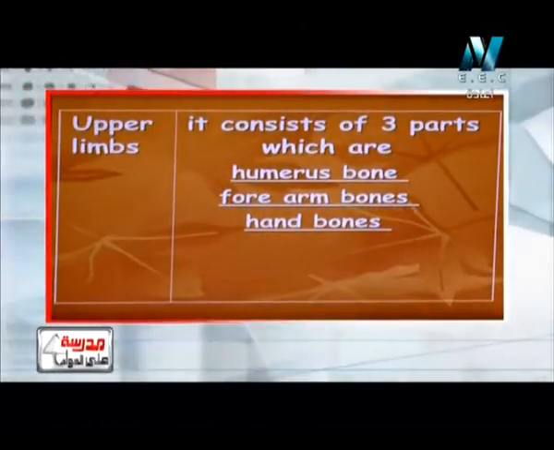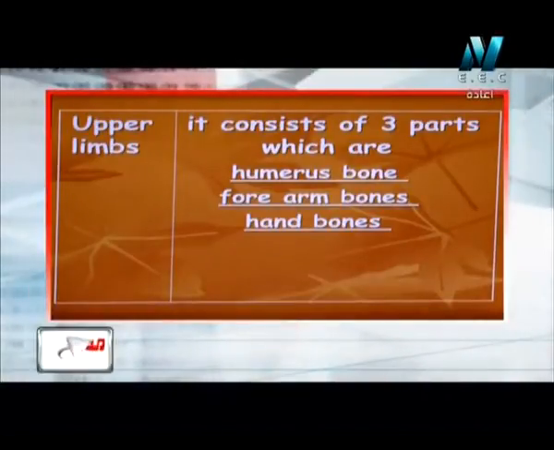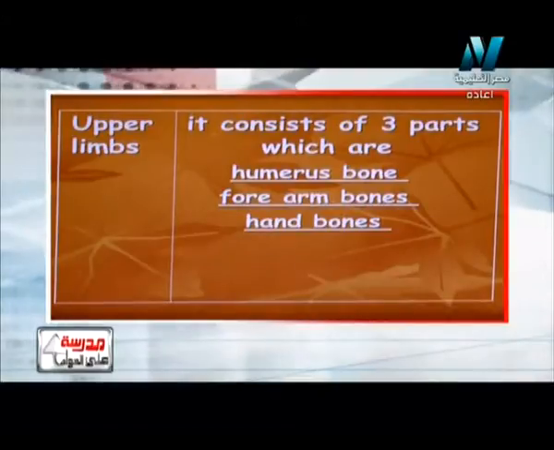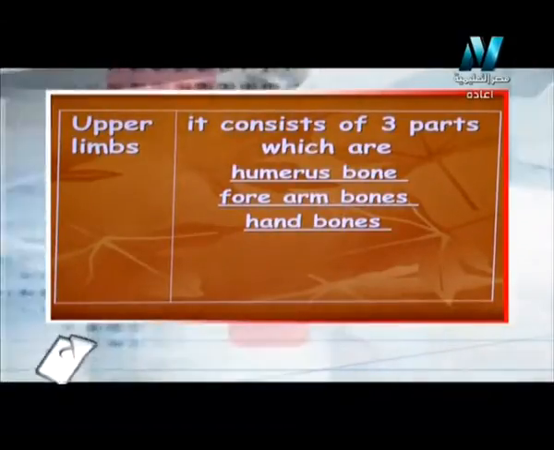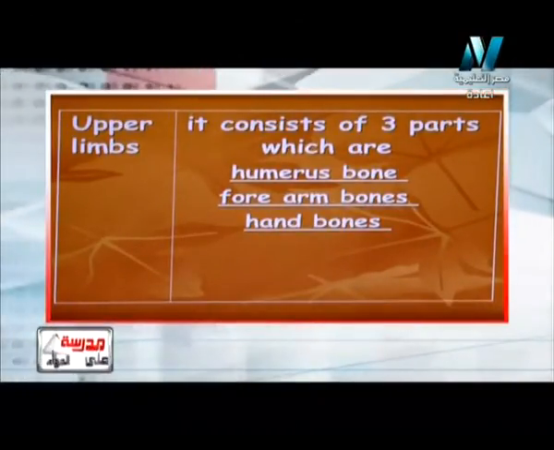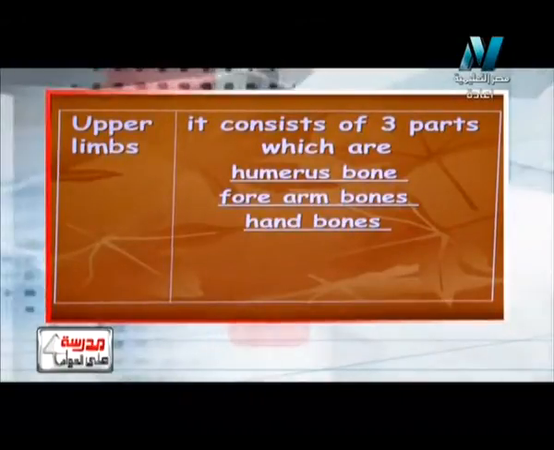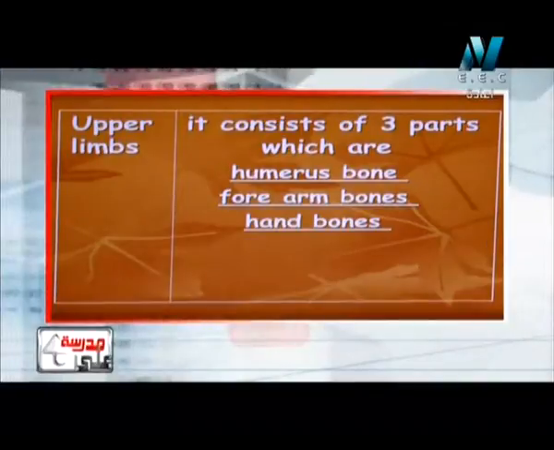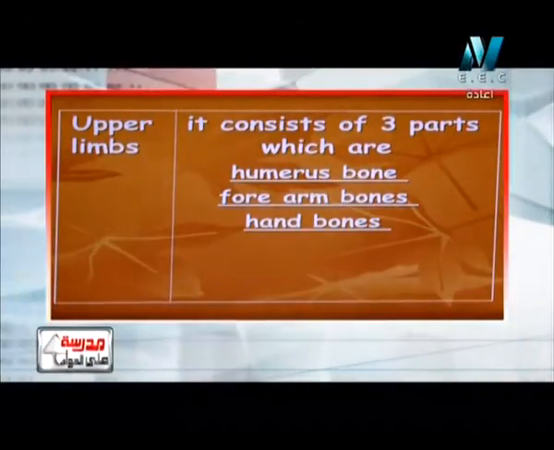Okay, so now we'll study the upper limb. The upper limb consists of 3 parts, which are the humerus bone, the forearm bones, and the hand bones. Look here, Mr. Yasser, I have 3 parts in my upper limb.